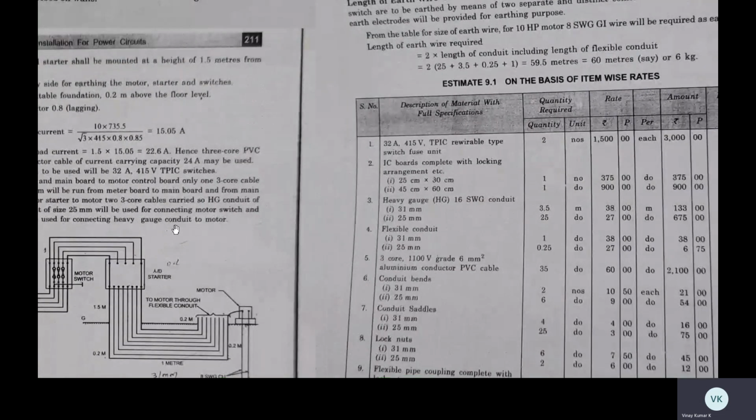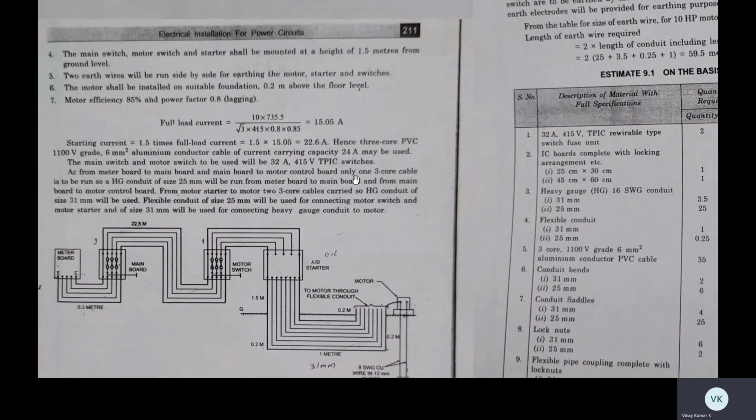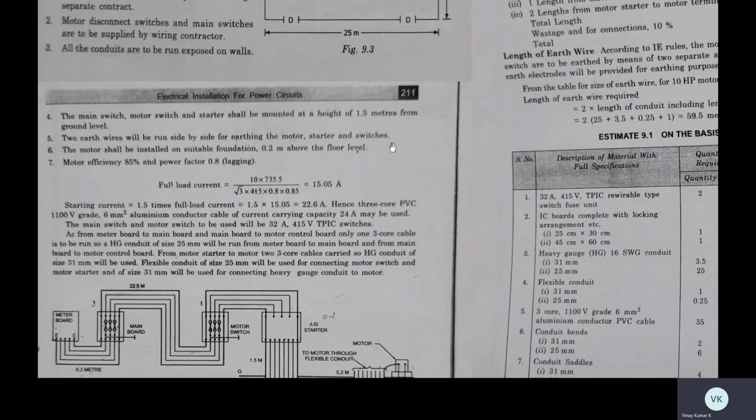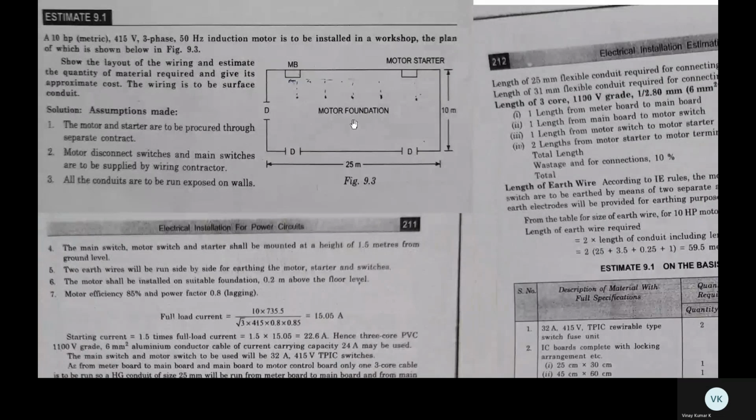So in the examination, if he has given this problem, then the first and main thing you people need to do is determine where you have to place the motor. And based on that, we have to start the wiring. So in this problem, he has given only one motor. Instead of that, if he has given more motors, 3 to 4 motors, then what you people need to do is place the motors in a spread-out manner and take the wires from the meter boards.